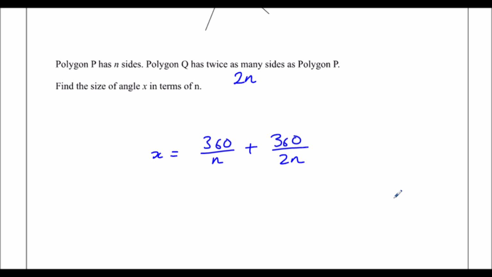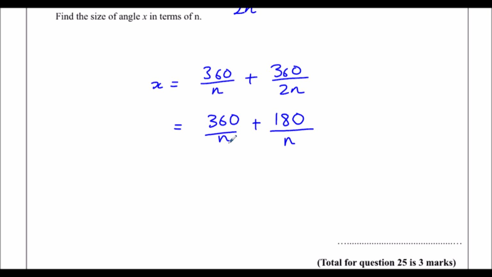They didn't say we need to simplify the answer, so this is actually fine for an answer, but let's simplify it. So this fraction can be simplified by halving top and bottom. So half of 360 is 180, half of 2n is n, and 360 over n plus 180 over n, so the denominators are the same, so it's over n. 360 plus 180 is 540. So in the simplest form, angle x is 540 over n.